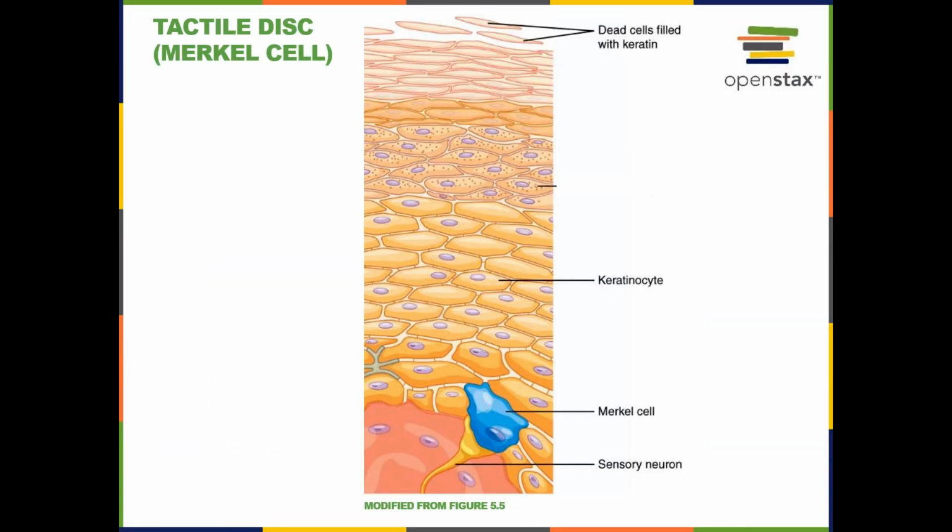Tactile discs, also known as Merkel cells, are a type of neuroepithelial cell found within the epidermis, in the deepest layer of the epidermis in stratum basale. The Merkel cells detect bending of the epidermis and are sensitive to detecting light touch and movement of the epidermis.